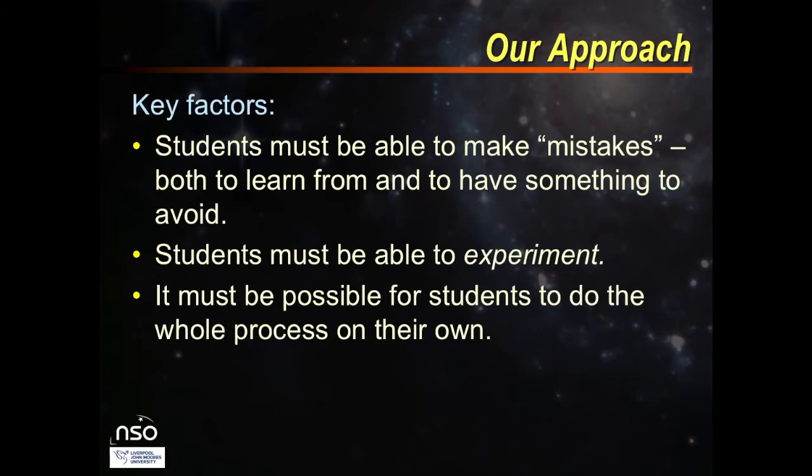Our approach has 3 key factors that we decided were important. First of all, unlike the rest of the schools observatory, we want students to be able to get it wrong. They have to be able to make some kind of mistake because you learn from those. So that was a key factor in the way we set things up. And it's also important that the students can experiment. If they just come along, take one set of observations and that's it, they probably won't learn very much. But if they can try lots of different setups, different filters, different exposure times, different objects and so on, then they can learn from that, and again that gives them something to reflect on.